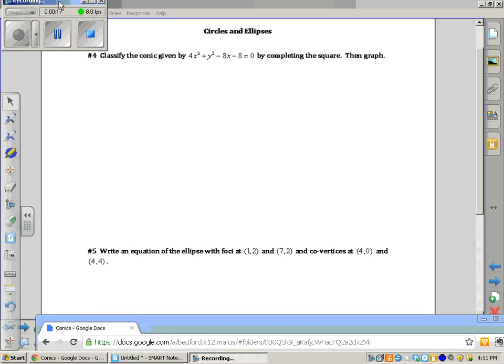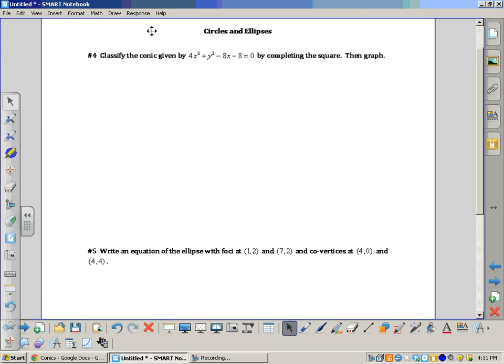That was a request, and we're here for part two of circles and ellipses, and we're going to come back to our old friend, completing the square. It says classify the conic given by 4x squared plus y squared minus 8x minus 8 equals 0 by completing the square, then graph. This might be a little bit of extra work, but we're going to do our best.